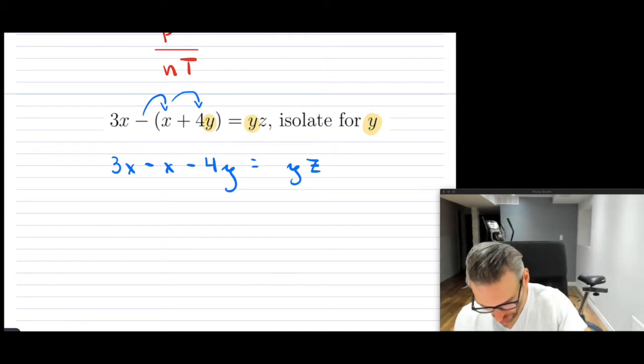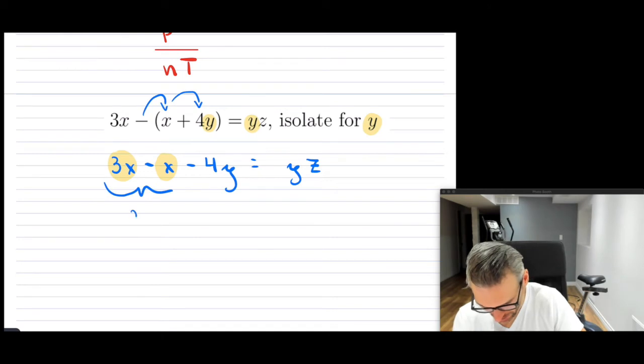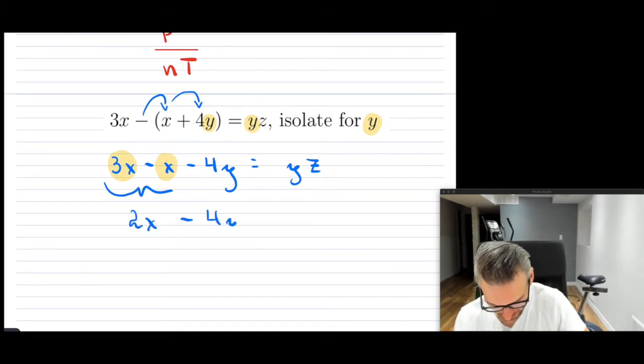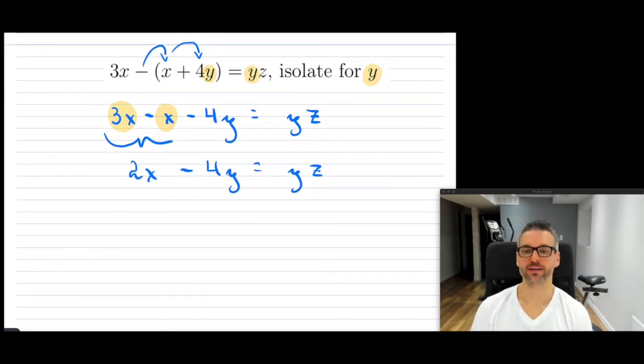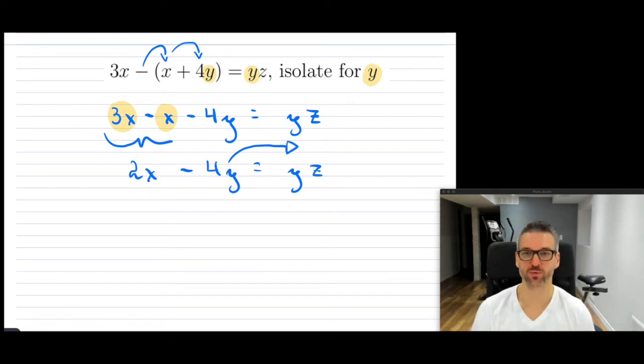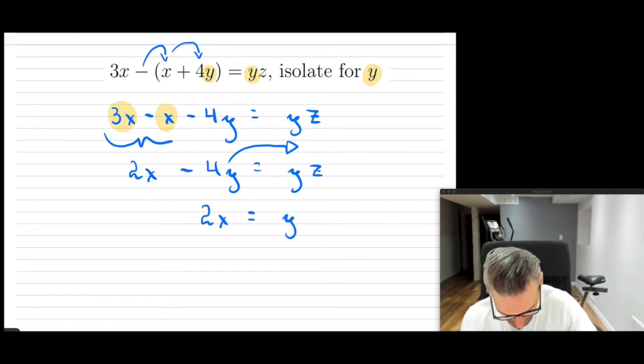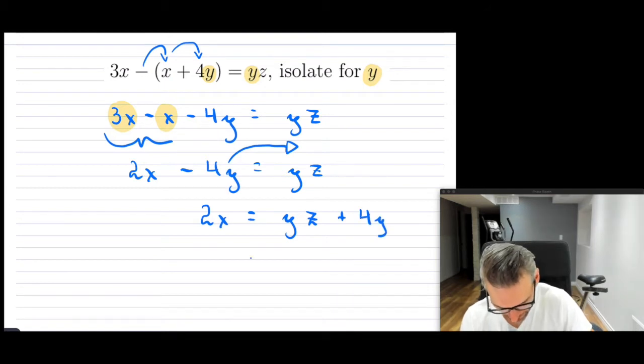Now, I do notice right away, right here, 3x minus x, these are like terms, so I can collect them. That's going to be 2x. That's going to simplify this for me just a little. Now I'm going to bring the terms with the y on one side. In order to do that, I can bring this over to this side because it's only one term with the y, and I'll leave the 2x right here. So that's going to be y times z plus 4y.